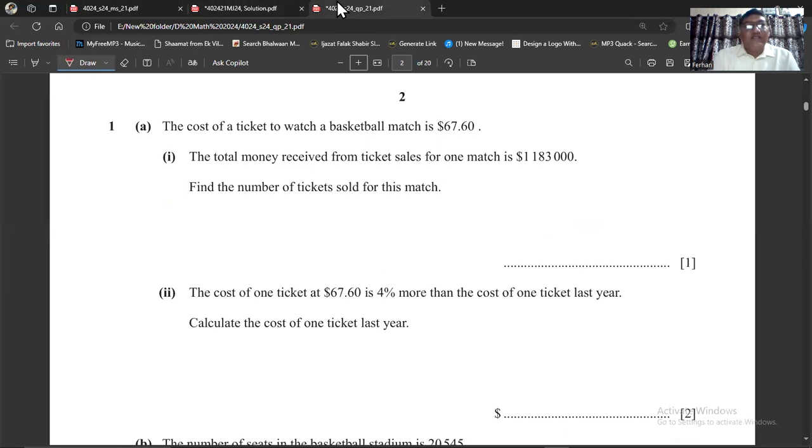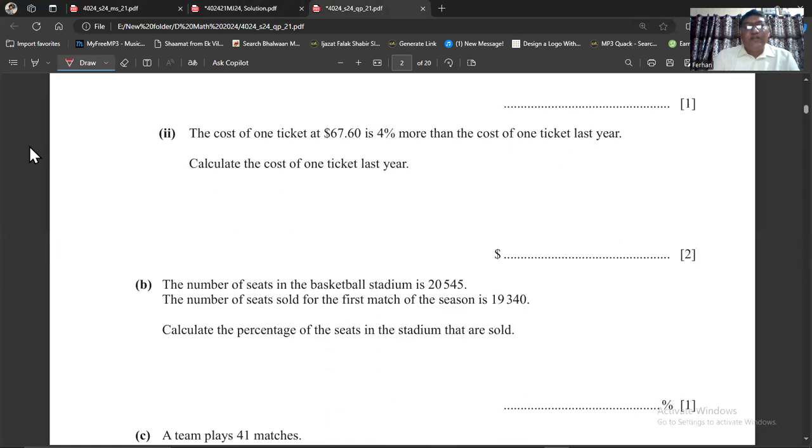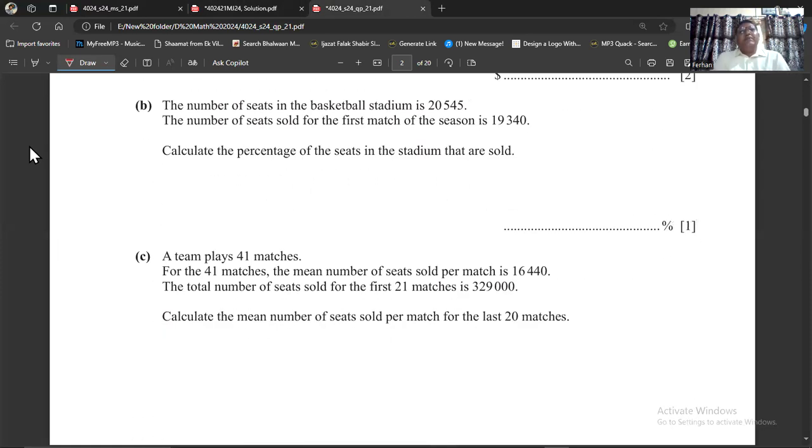Okay, so we are going to the next question, and the next question coming up on your screen is question number 1, and it's B part. It says the number of the seats in the basketball stadium is 20,545. The number of the seats sold for the first match of the season is 19,340. Calculate the percentage of the seats in the stadium that are sold. So there are a total of 20,545 seats. Out of these, 19,340 seats have been sold.